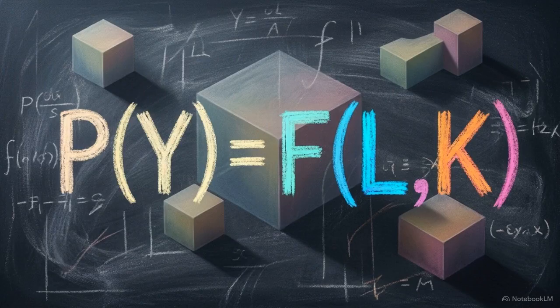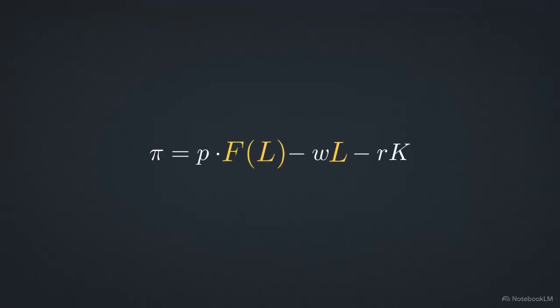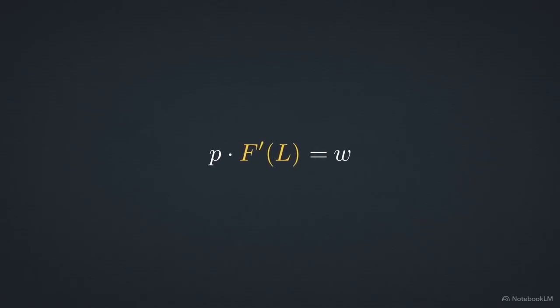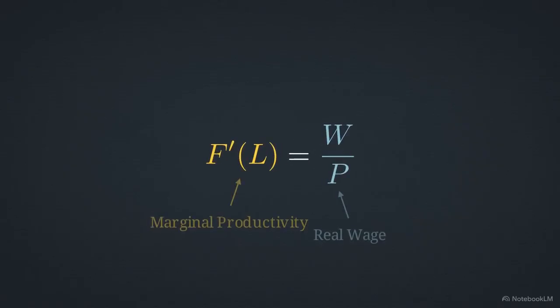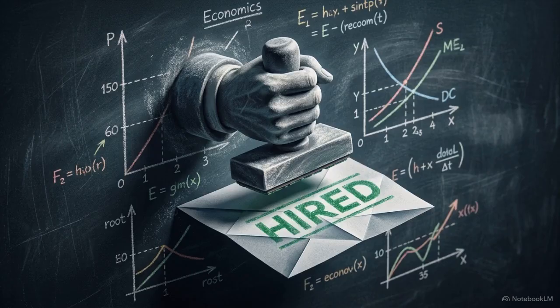Assume capital, the machinery and buildings, is fixed. Labor is variable. A firm's profit equals its total revenue minus the costs of these two inputs. To find the optimal number of workers, we take the derivative of the profit function with respect to labor and set it to 0. Doing this isolates the fundamental condition for hiring. A rational firm will hire workers exactly up to the point where the marginal productivity of the last person hired equals their real wage. If they produce more value than they cost, they get the job.